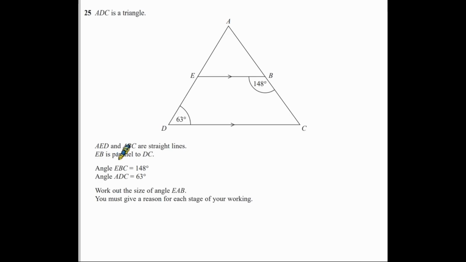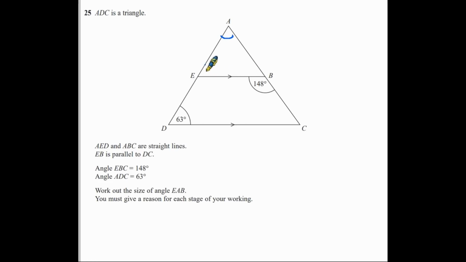Question 25. ADC is a triangle. The lines AED and ABC, the two sides here, are straight lines, and EB and DC are parallel. We have a couple of angles given to us already, and we're asked to work out the size of EAB, in other words, the angle at the very top here. There are probably a couple of different ways you can approach this, but the one that seems to be the most straightforward is to identify the other two angles in the triangle here so that we can find the top one.